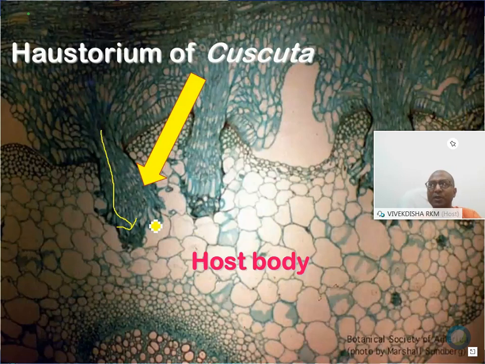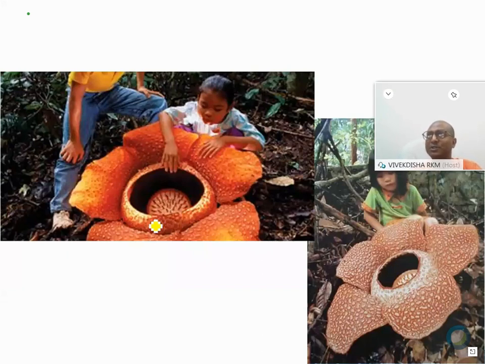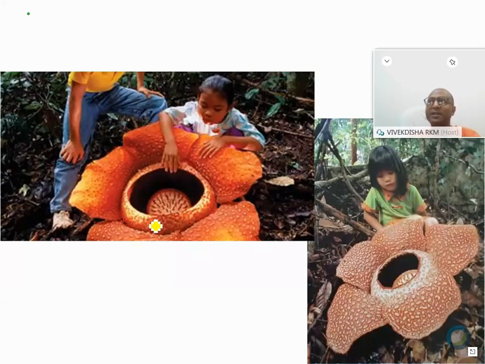In singular, it will be haustorium. So haustorium is in Cuscuta. When we go under the microscope for anatomical study, at that time we will find this type of thing. Okay, so haustorium, and here is one picture. I would like to know what is the name of the plant.